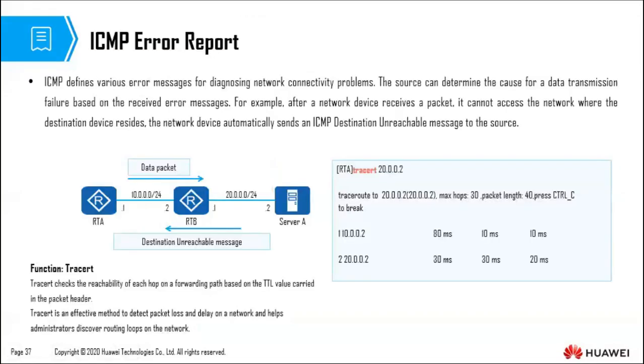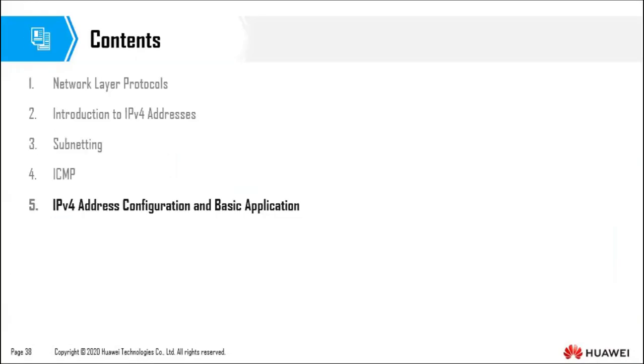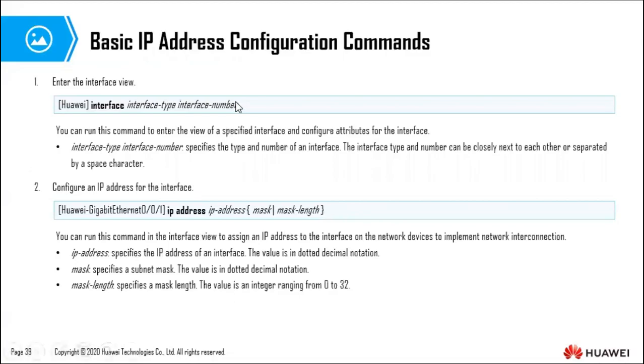So that is it about ICMP. Please remember these 3 functions: error reporting, error detection, and ICMP redirect. Don't forget them. Okay, so now let's see the basic scenario of IP configuration as we finish up. So this is how we configure IP on an interface.